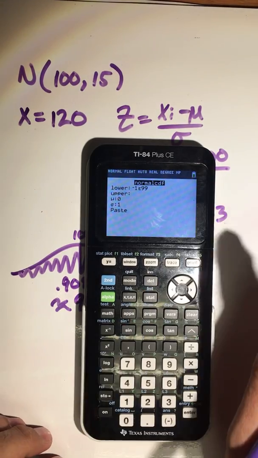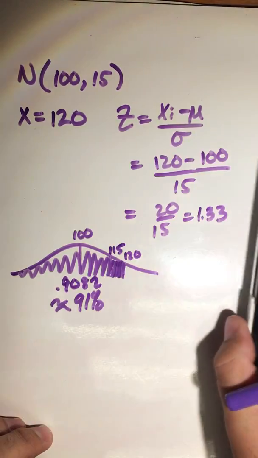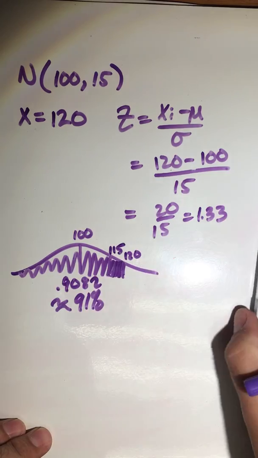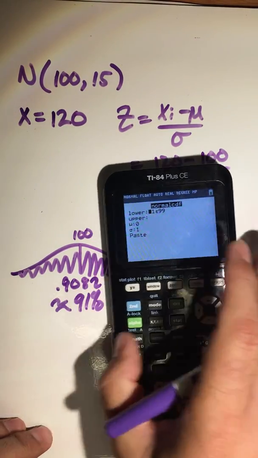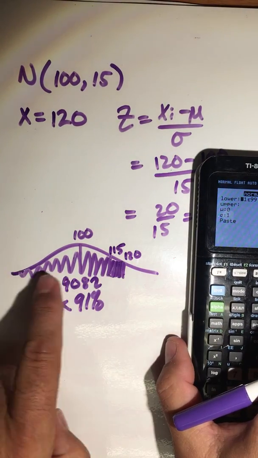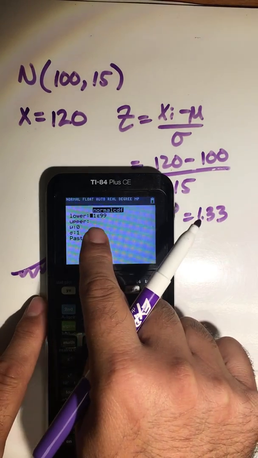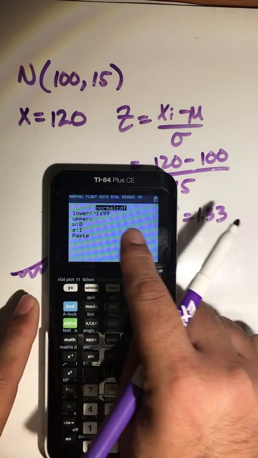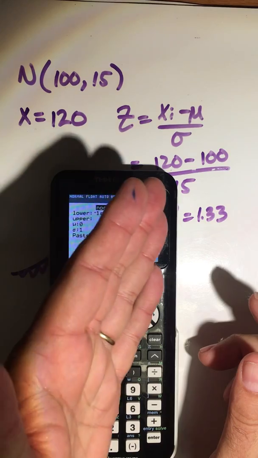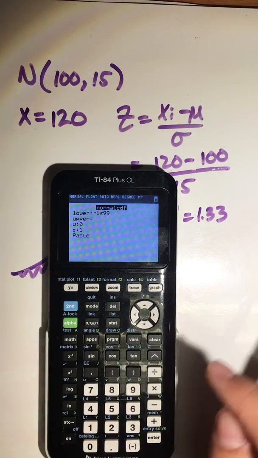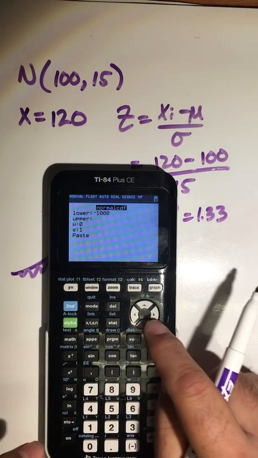So what do I know? I'm looking for your percentile ranking, right? So percentile means at or below you. So the lower limit, therefore, would be all the way down here at negative infinity. So the calculator just enters -1 times 10 to the -99th. I don't need to be that far down. I'll just go like -1,000.